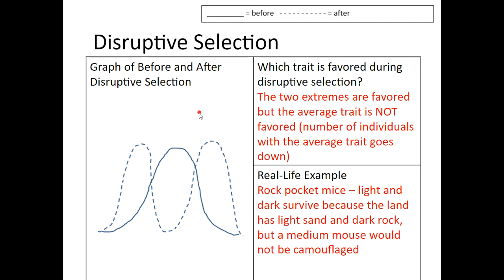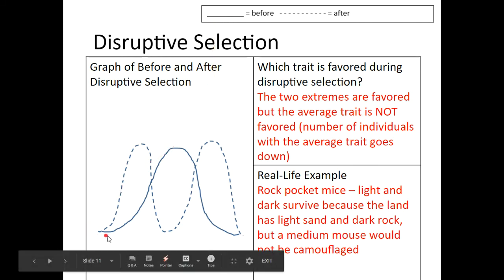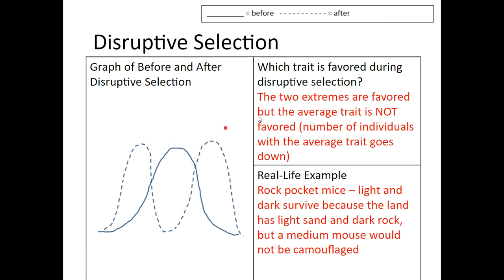The next type of natural selection is disruptive natural selection. So I'm going to use the same before line that I did in the stabilizing. So here's my before line. My after line, the dotted line, though, is basically going to have two humps. I'm going to come up, and then I'm going to shoot down, and then I'm going to go back up. So basically my after line kind of looks like an uppercase M. So before is solid, the after is the dotted.